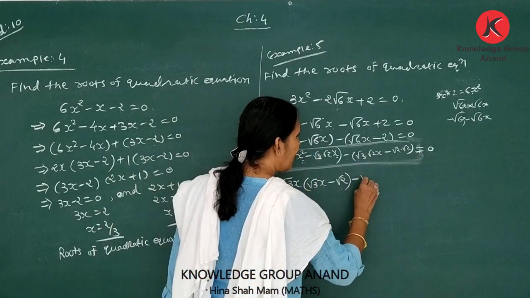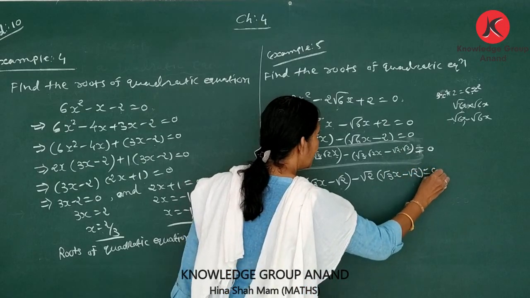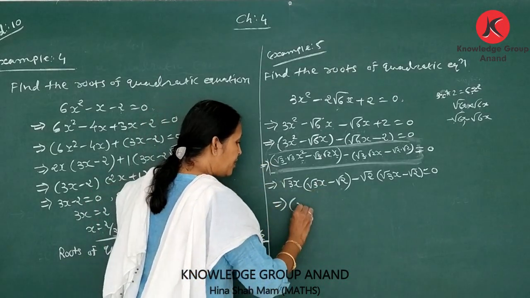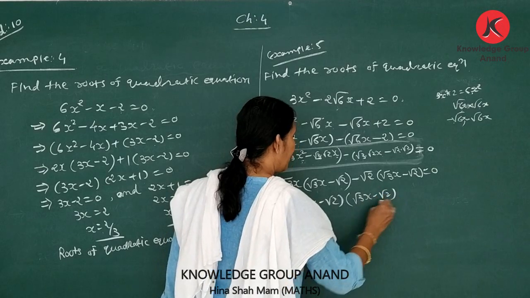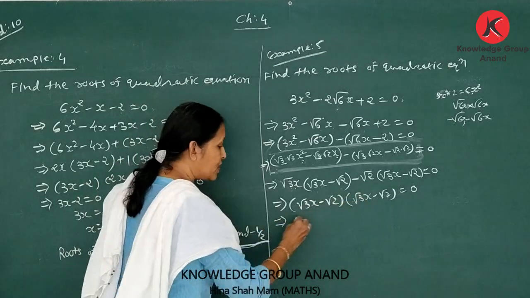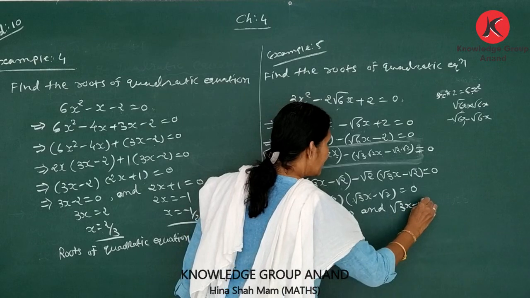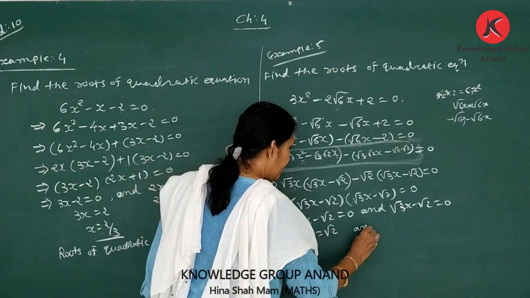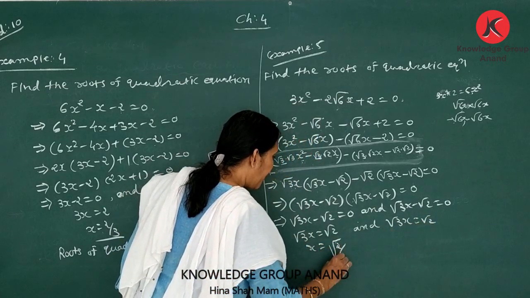In the second part the common factor is -√2, and the remaining terms are (√3x - √2) = 0. So (√3x - √2) is the common bracket, and the remaining terms are written in another bracket. Equating the two factors with 0: √3x - √2 = 0 and √3x - √2 = 0. √3x = √2, so x = √2/√3.